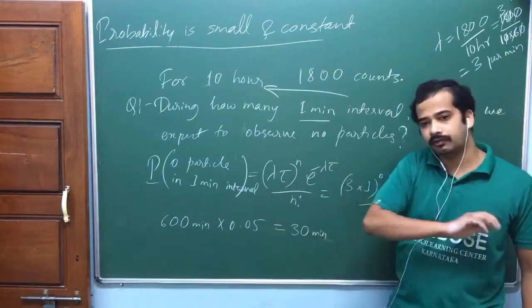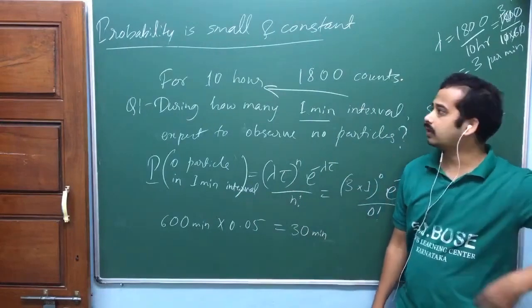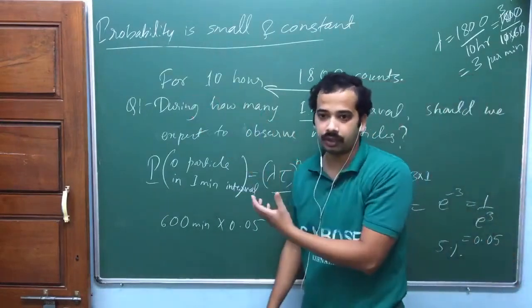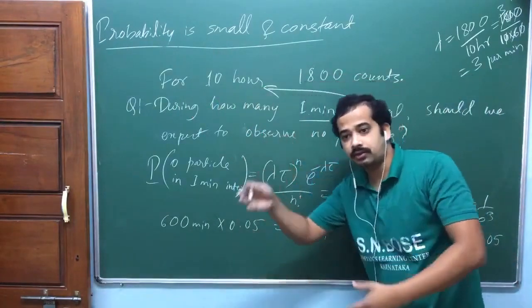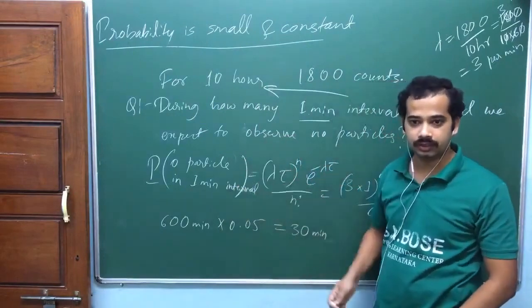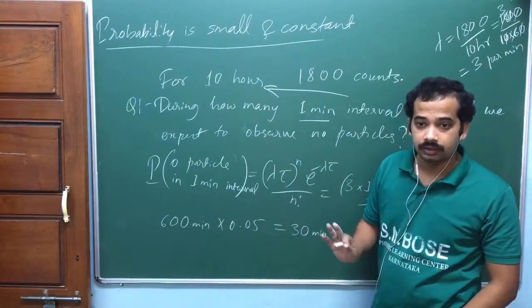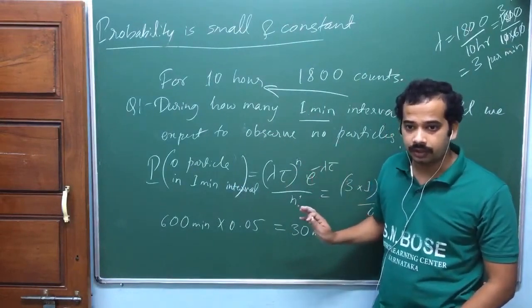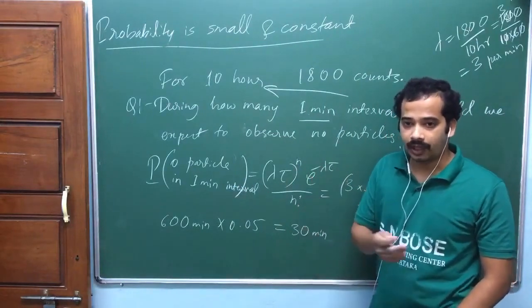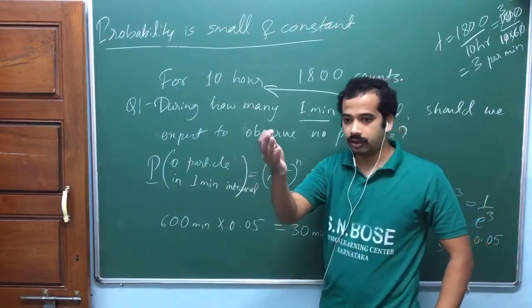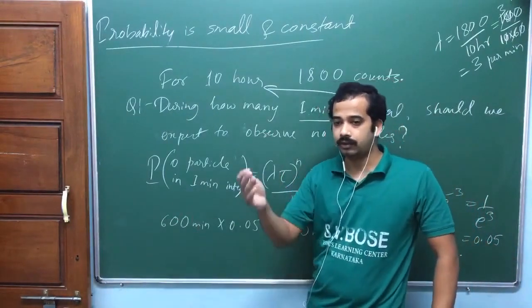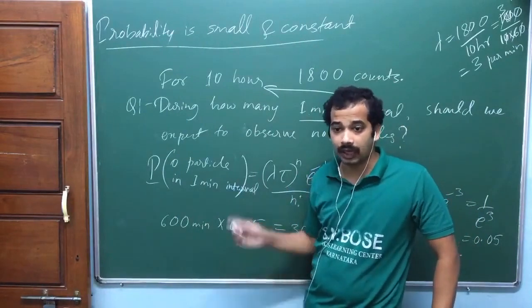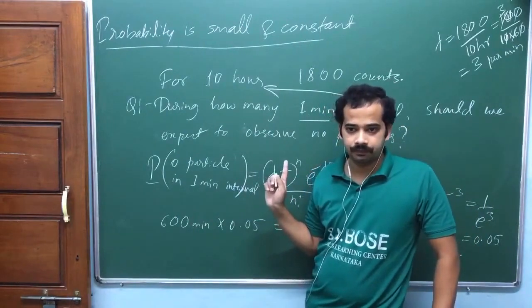1800 counts in 10 hours, very random only. It's not like the highest count is within the first 1 hour and the count decreases when you go later. It should not happen like that. This is applied only in the case of random events. Is that okay? If it is radioactive decay, as time goes, the number of counts will decrease, am I right? That should not happen.